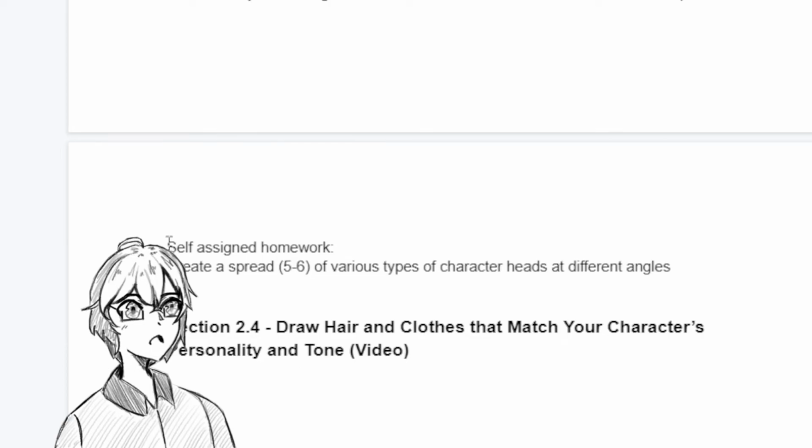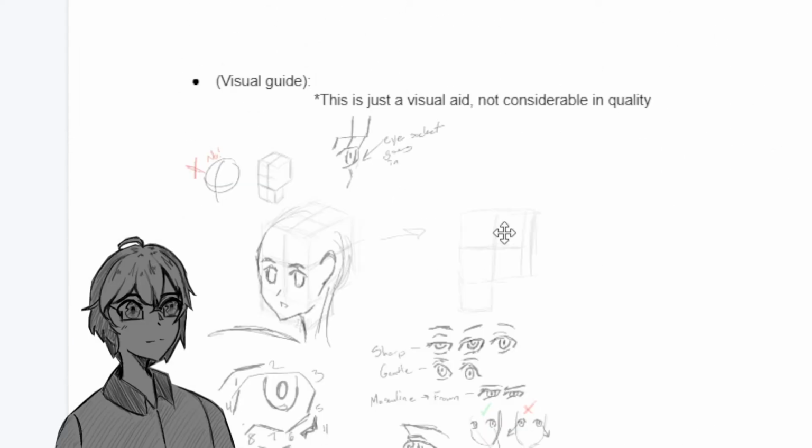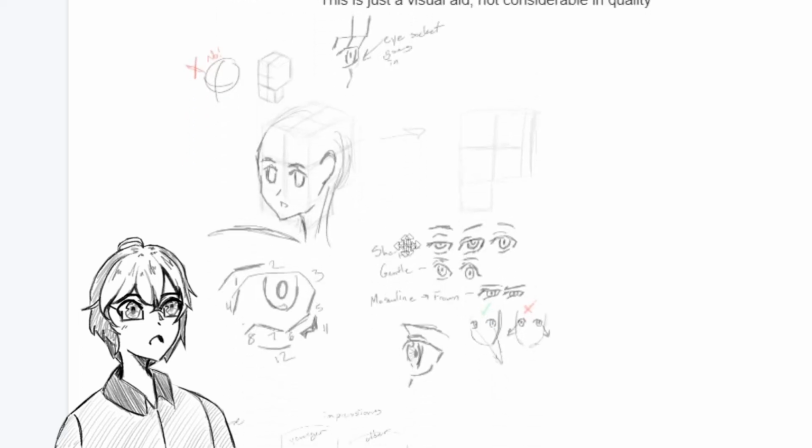And the self-assigned homework is to create a spread around 5 to 6 cuboids of various types of character heads at different angles. That's going to be a lot of these, but better refined and with more details in order to start seeing a little bit more about building characters from the ground up in perspective that are aesthetically pleasing.